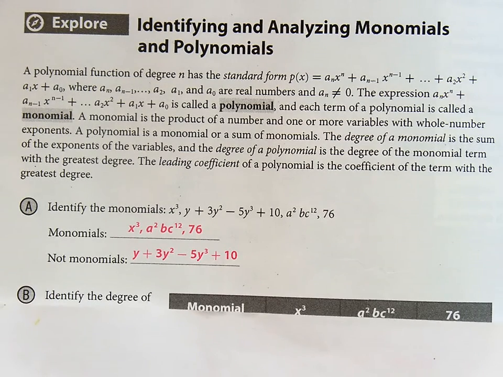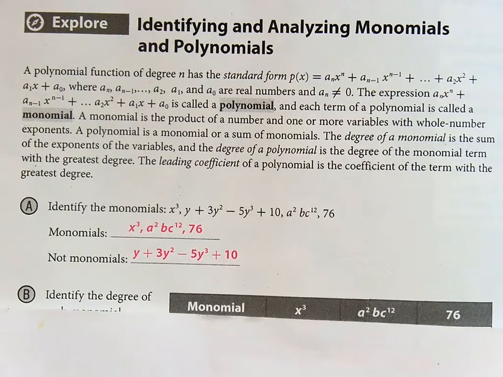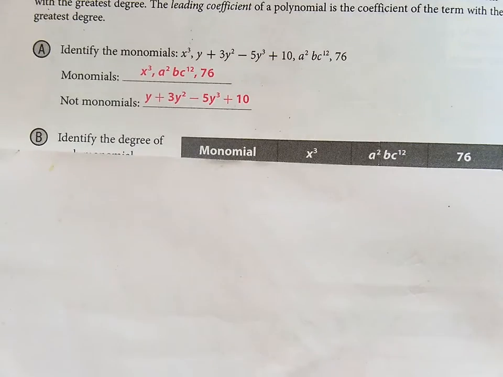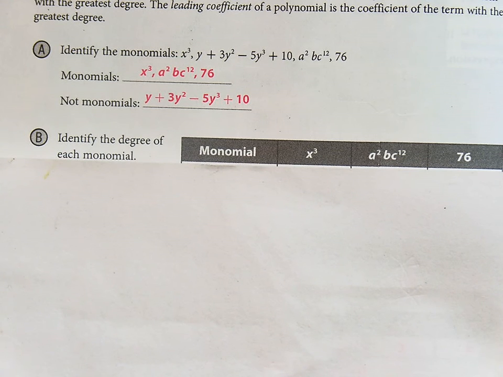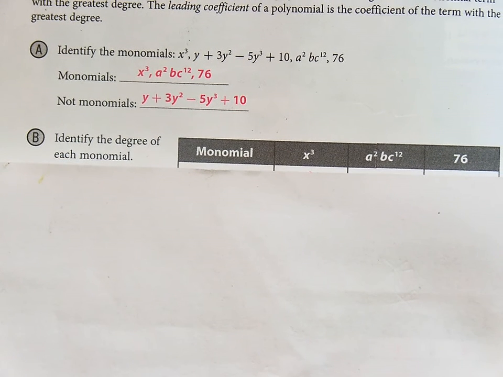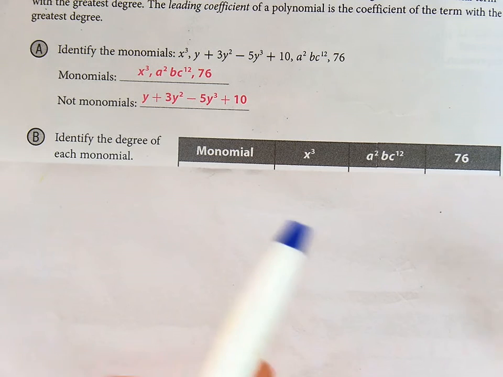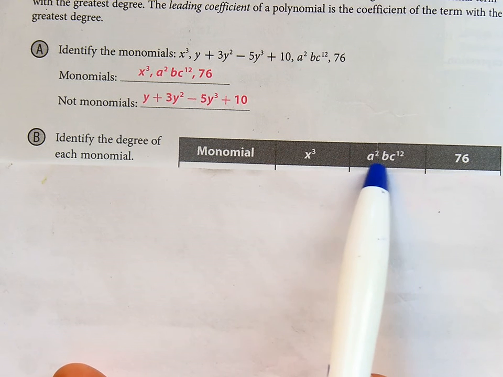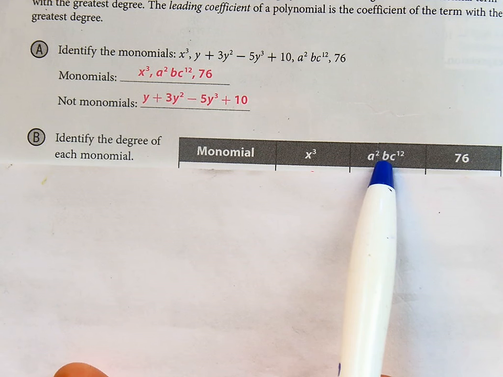So identify the degree of each monomial. So remember it said the degree of the monomial is when you add up the exponents. So if we add up our exponents, and to note here, what is the exponent of b?